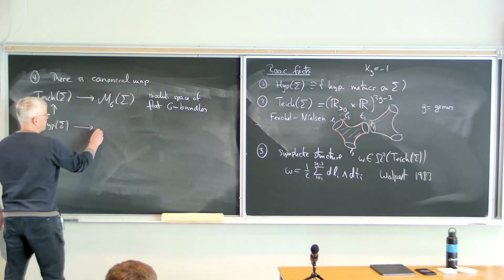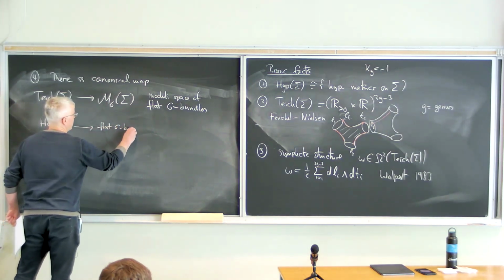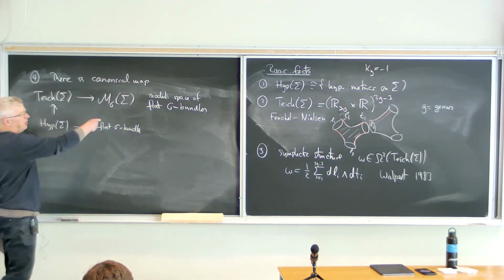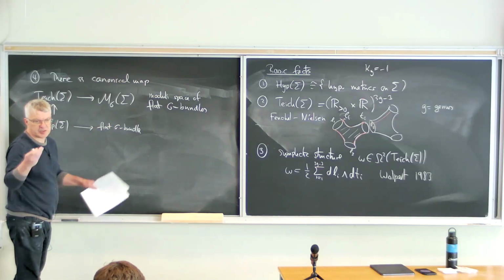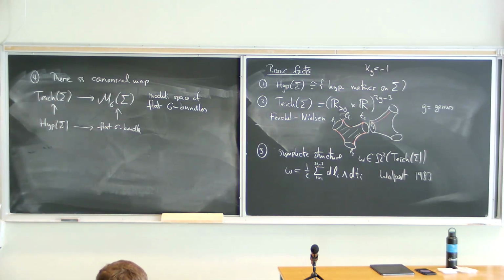Right, so that G bundle. And then you can see if you change this by some isotopy, then the flat G bundle doesn't actually change, only changes up to isomorphism. So that's this map.